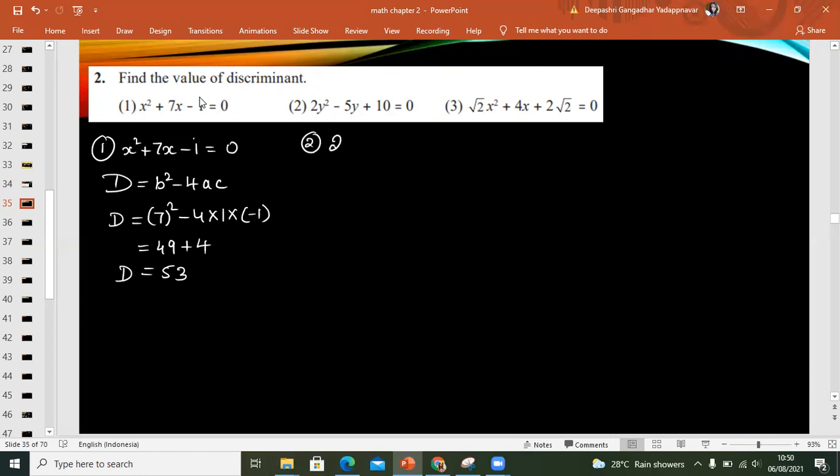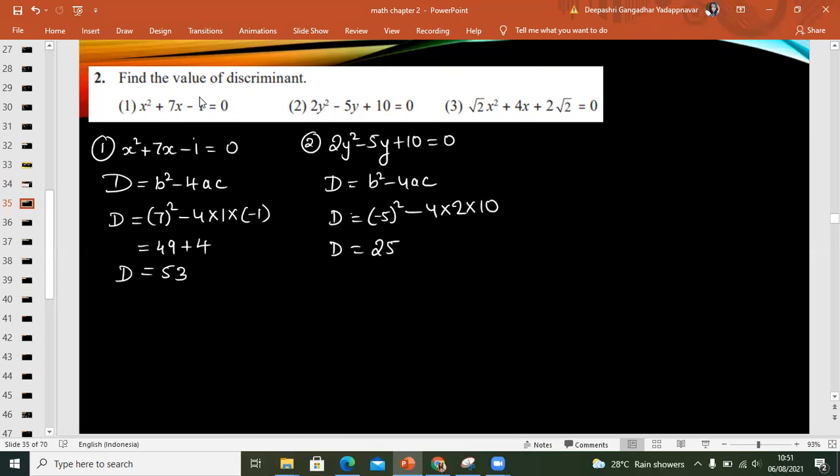Question 2, 2y square minus 5y plus 10 equals 0. Similar formula we will use, D equals b square minus 4ac. D equals, b value is negative 5, so you write it in the bracket. 4 multiply 2 multiply c value is 10. So D equals negative 5 times negative 5 gives you 25. And multiplication of this, 4 times 2 is 8, 8 times 10 is 80.